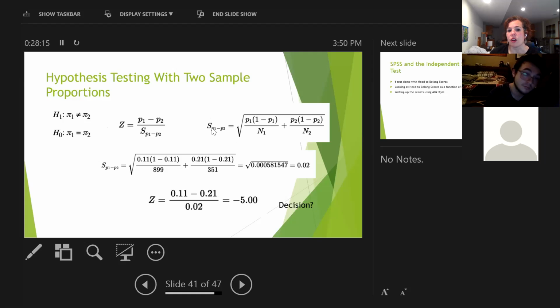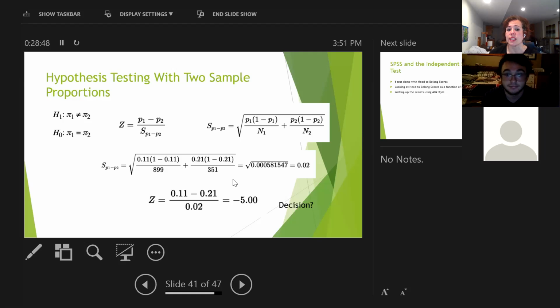The standard error, as you can see here, is the square root of proportion 1 times 1 minus proportion 1 over the sample size, plus proportion 2 times 1 minus proportion 2 over sample size 2. This is what the numbers look like when you plug them all in. You end up with a standard error of 0.02. You then add in the two proportions and you get a z-score of -5.